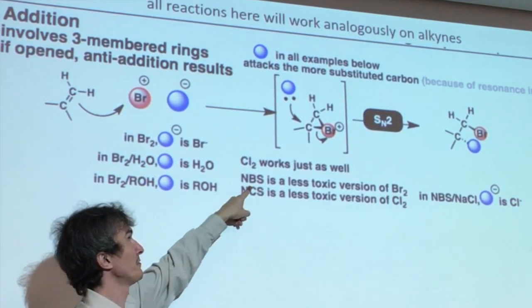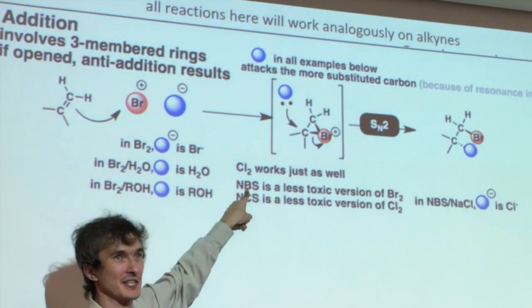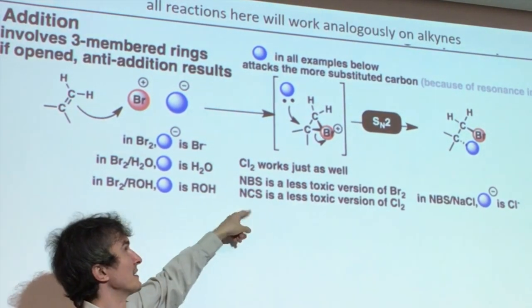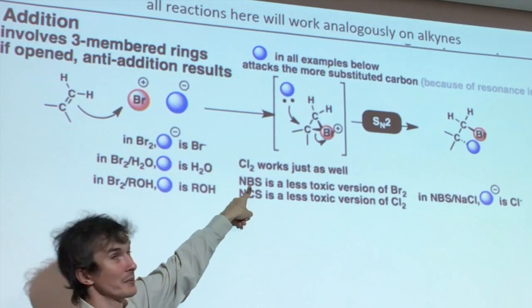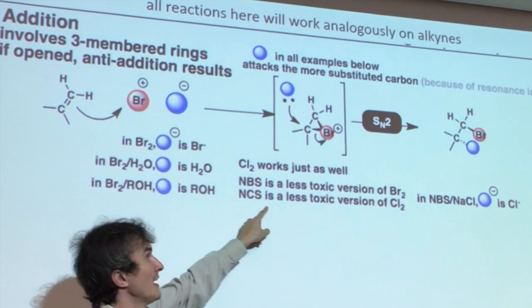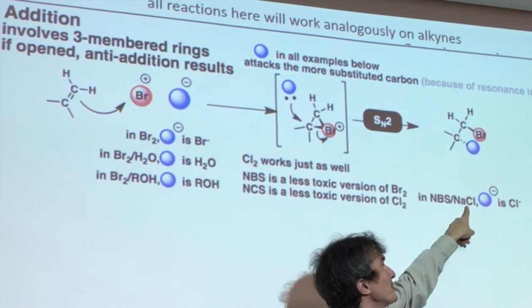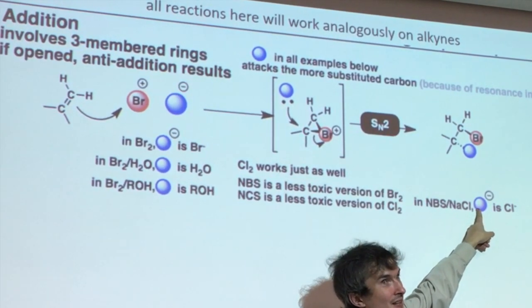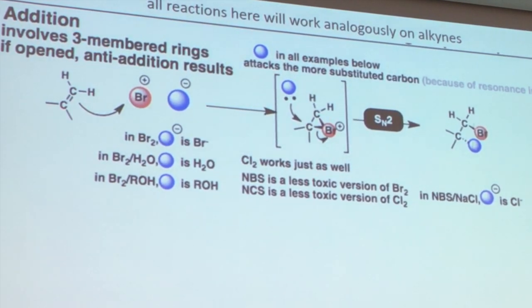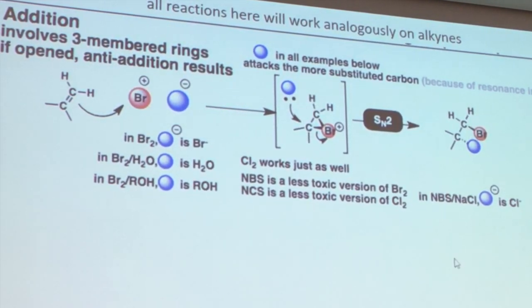And yes, people can confuse you by saying NBS. NBS is a safer version of bromine, or NCS is a safer version of chlorine. Same idea. So in this case, your red ball is still bromine. In this case, your red ball is still chlorine. If you have NBS and sodium chloride, what's your blue ball? Chloride. Okay? This gives you a lot of opportunity to add two different atoms to a double bond.